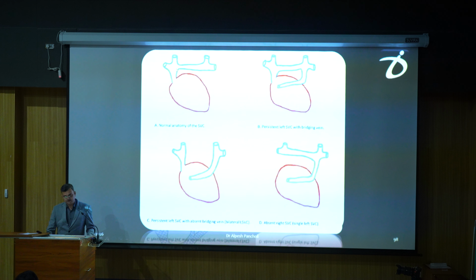So this is the normal anatomy. There can be persistent left SVC with bridging vein also in about 8% of the cases. The most common presentation is persistent left SVC and there is no bridging vein. Or this can be absence of right SVC and persistent left SVC.